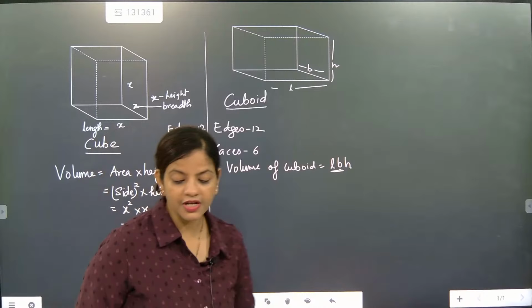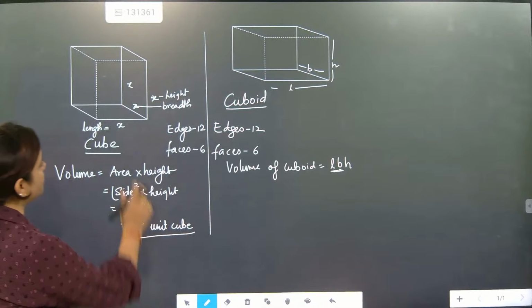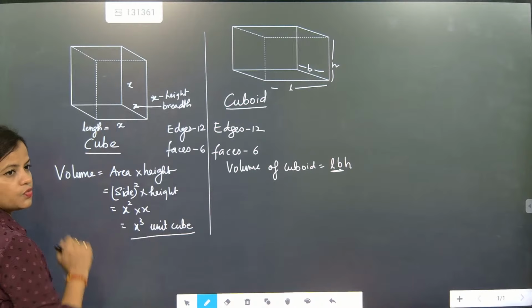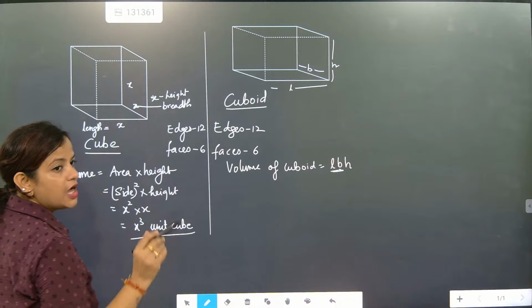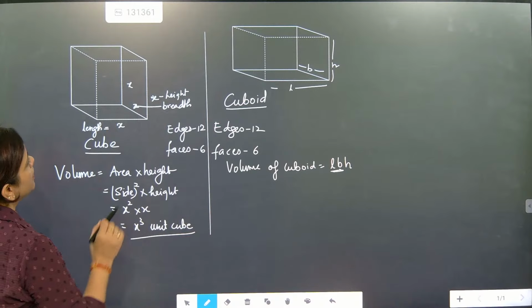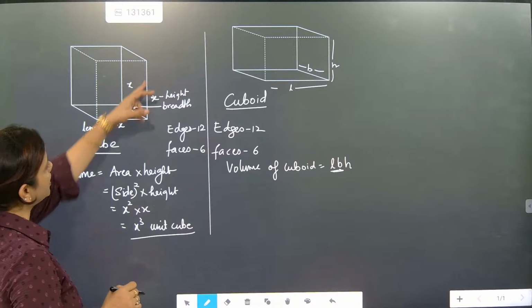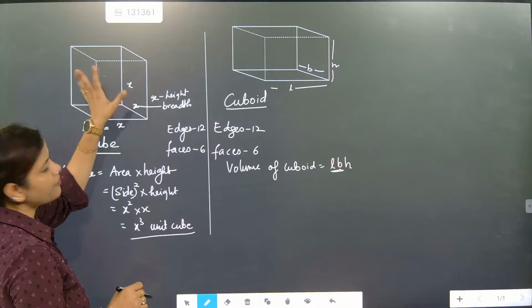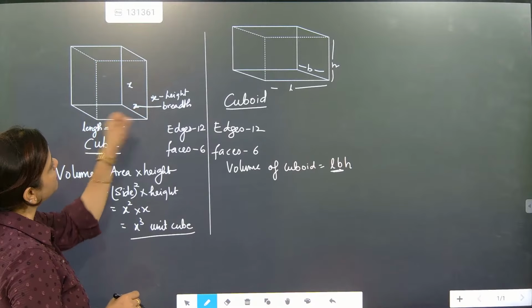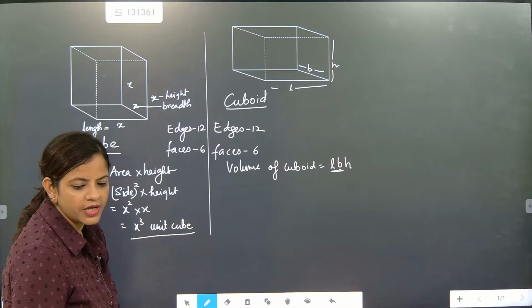So once you have written LBH, now beta we are going to talk about the area of four walls. Now we need to understand one thing here. When we are solving this type of figures, one simple concept is there which we need to take out.